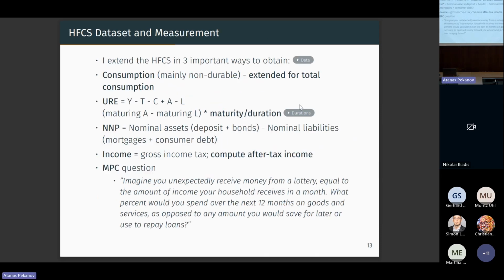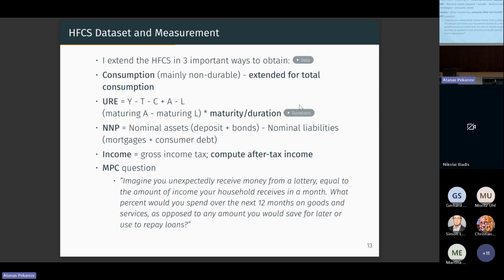Okay, so now going to the data. How am I going to evaluate this? So I take the ECB HFCS, which is a very detailed household survey that's been done in the euro area since 2010. Now we have 4 waves of it, and it enables me to basically get almost all the data that I need. I extend it in some important ways.